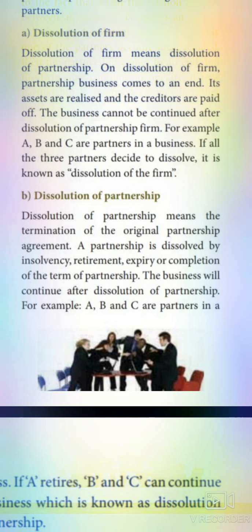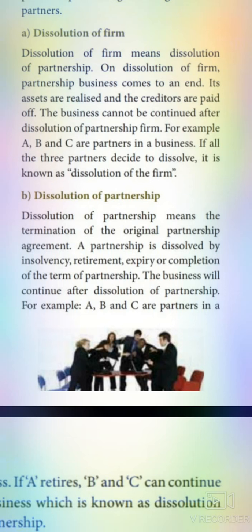Dissolution of partnership means the termination of the original partnership agreement. A partnership is dissolved by insolvency, retirement, or expiry or completion of the term of the partnership. If the partnership expires, that is known as dissolution of partnership. The business will continue even after dissolution of partnership, but in dissolution of firm there is no continuation. This is the main difference.